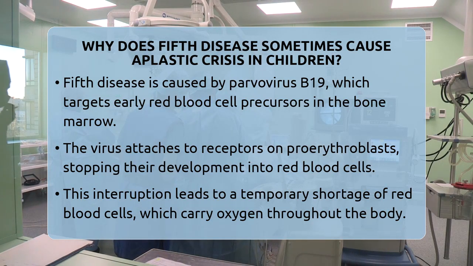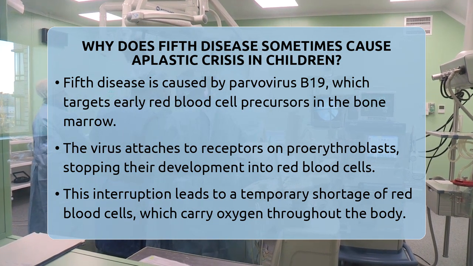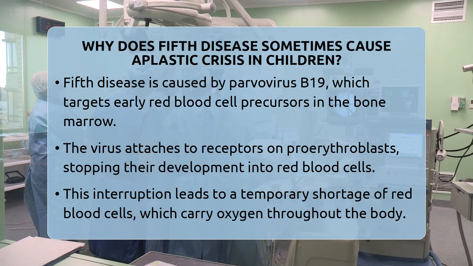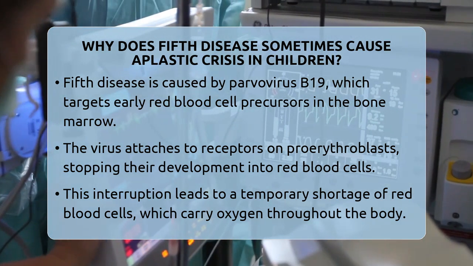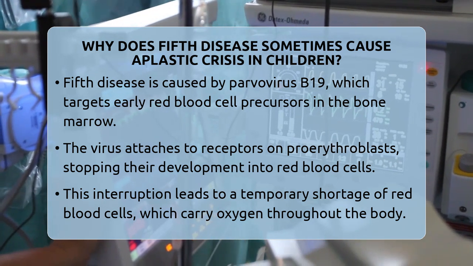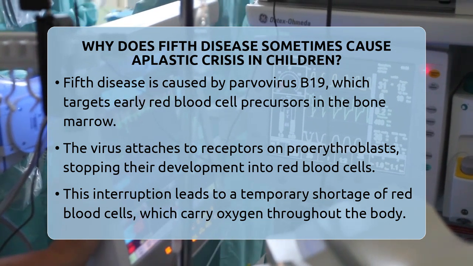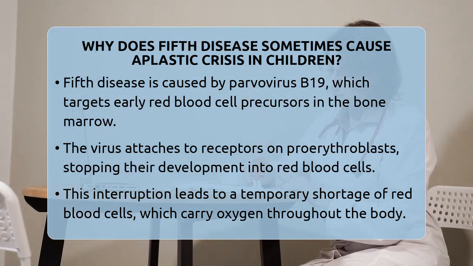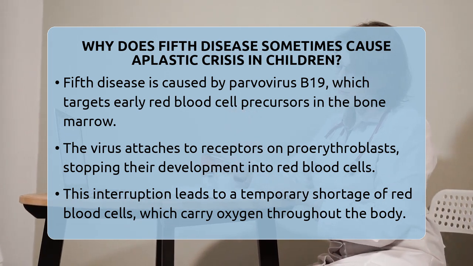Why does fifth disease sometimes cause aplastic crisis in children? Imagine a virus that targets the very cells responsible for making red blood cells in your body. That's what happens with fifth disease, caused by parvovirus B19. This virus specifically attacks early red blood cell precursors in the bone marrow, called proerythroblasts. These are the cells that start the process of making new red blood cells.